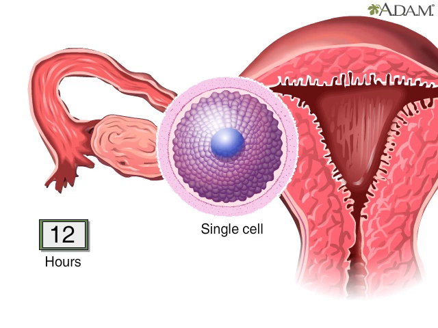Zoom in on the left half, which is then shown in cross-section. There is an egg labeled fertilized egg cell in the fallopian tube. An on-screen counter reads 12 hours. Zoom in on the fertilized egg cell, which is labeled single cell.